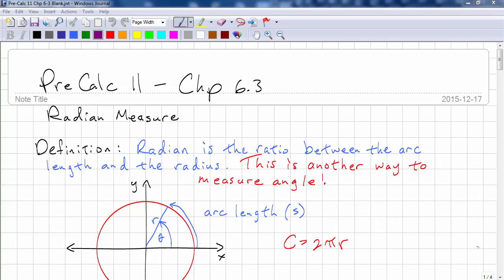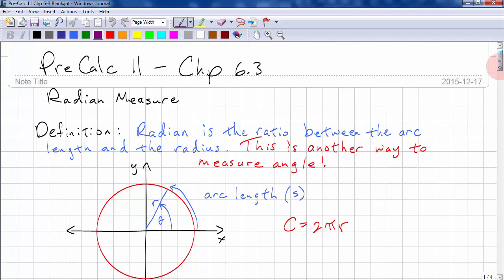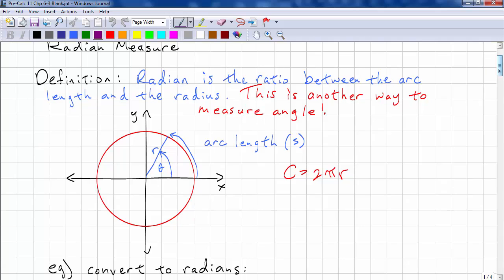Pre-Calc 11, Chapter 6.3, we're going to look at radian measure just a little bit more carefully. The definition of a radian is the ratio between the arc length and the radius. So this is a natural measure, unlike degrees, where it's an arbitrary measurement made up. So if we take the arc length and divide it by the radius, we get the radian measure.